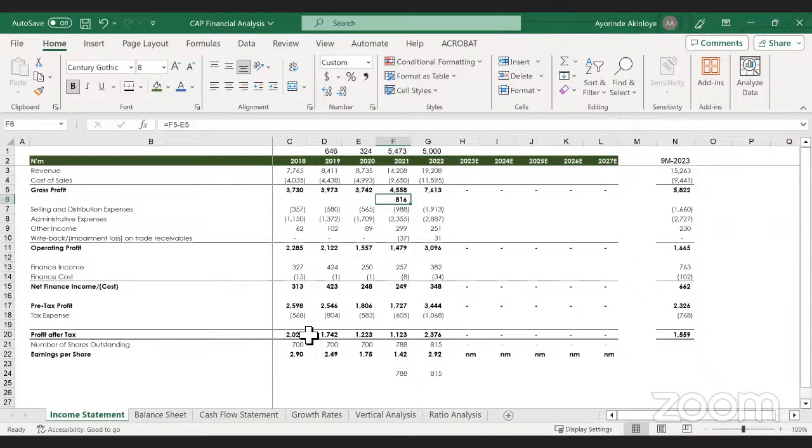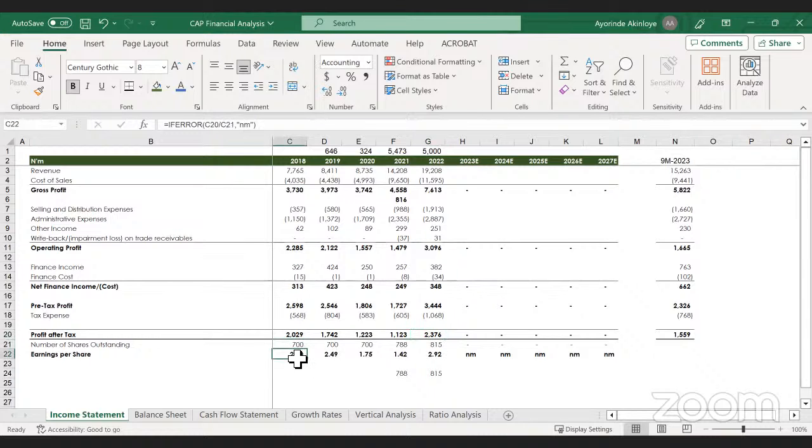You can see CAP here. In 2018, their profit was 2 billion. But in 2022, they are not doing any better, just marginal improvements, 2.4 billion. And if you go further to look at it in terms of earnings per share, we'll come to earnings per share and all those definitions later.